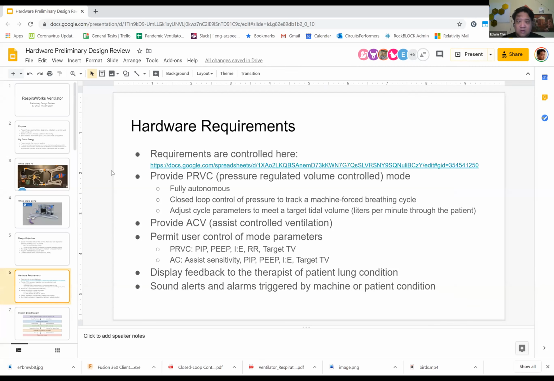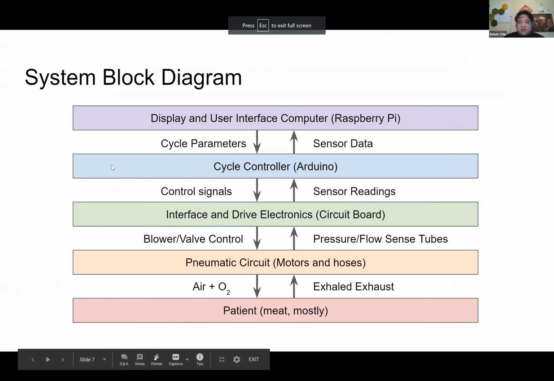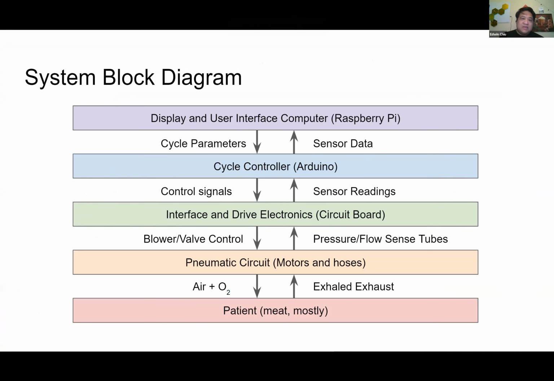Thanks, Daniel. System block diagram. This is the high-level view of how all the pieces in the system are intended to interact. Something I should mention before, this is a preliminary design review, so some of this stuff is still up in the air, but this is a concept of how we intend this thing to work, and this will be adjusted as we continue the design.